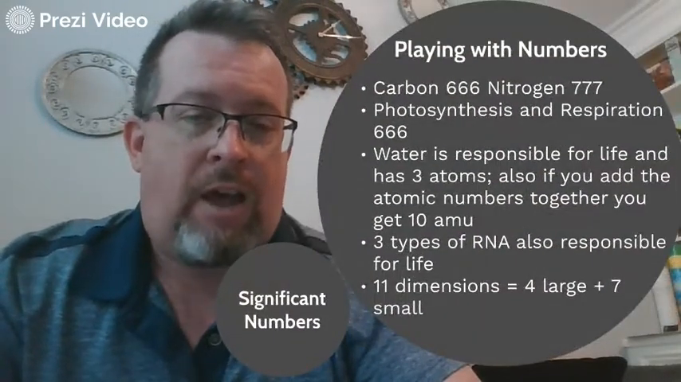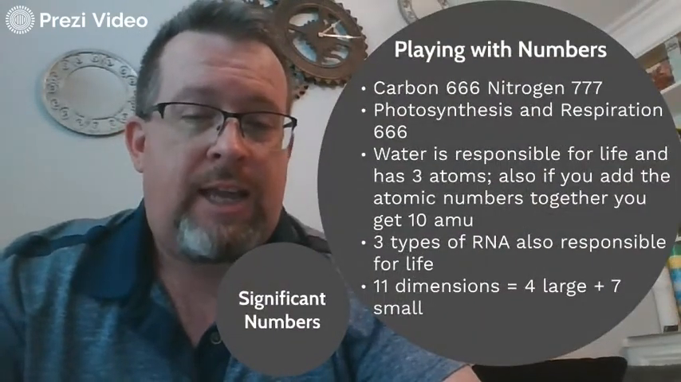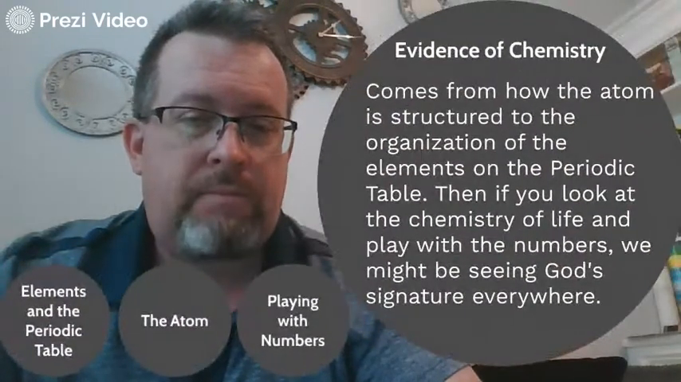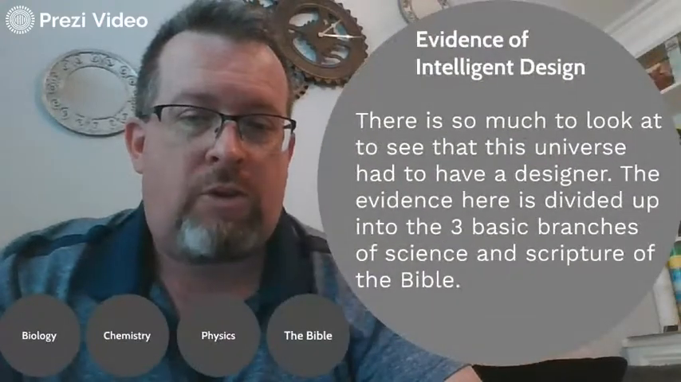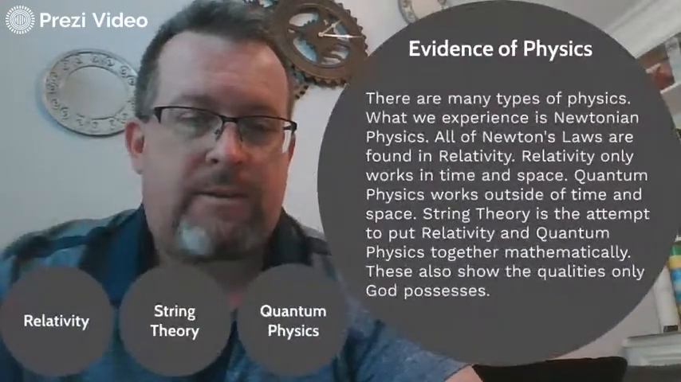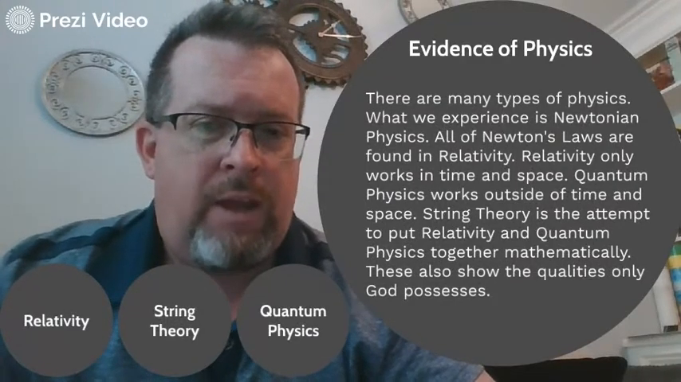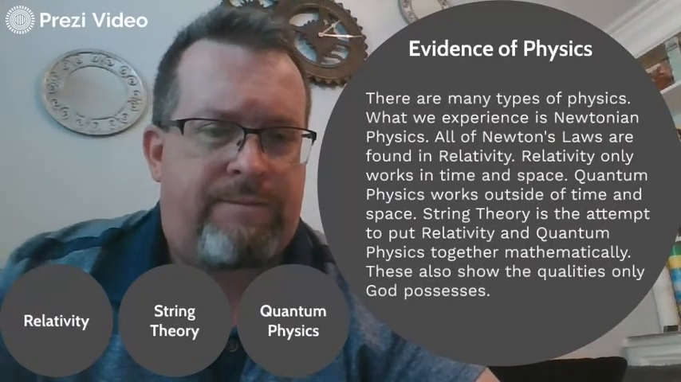Going back, seeing how that makes a significance in these numbers that are in chemistry. Now let's go and look at the physics. Okay, evidence of physics. We saw this in the last chapter. There are many types of physics.